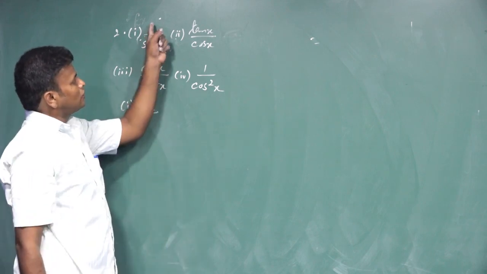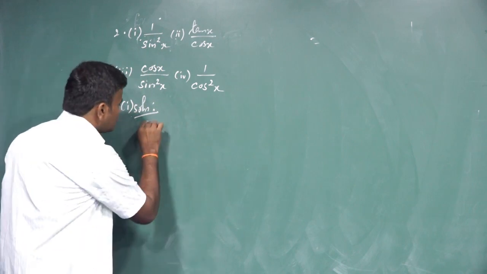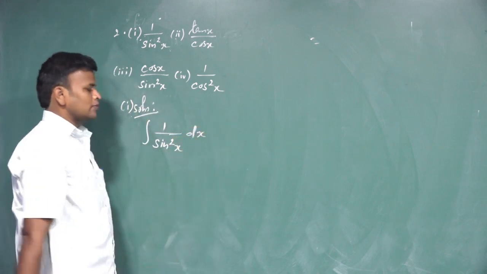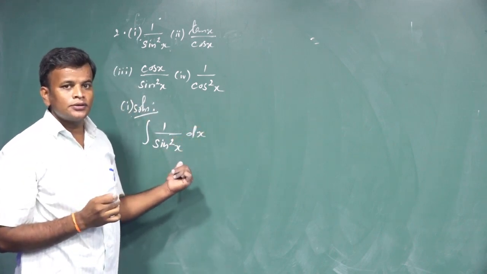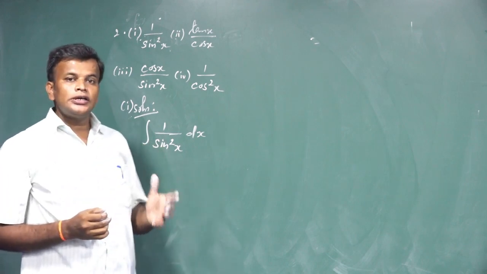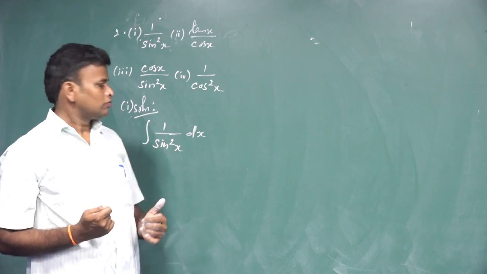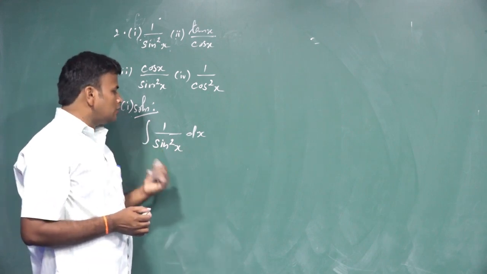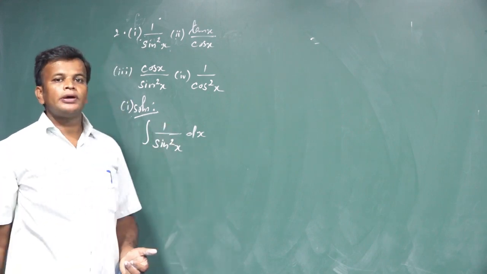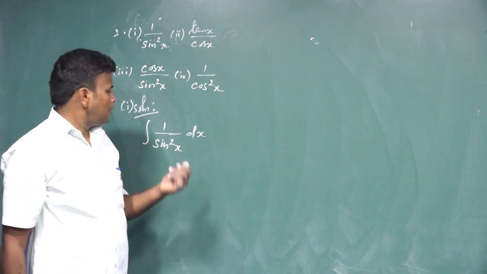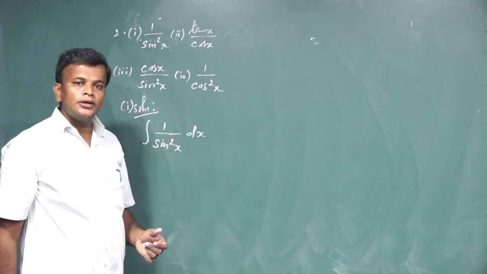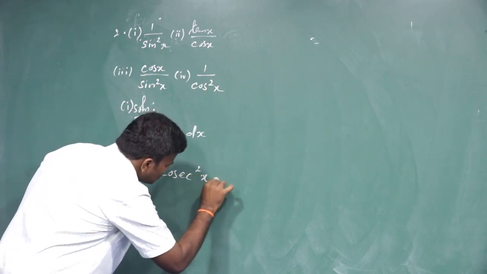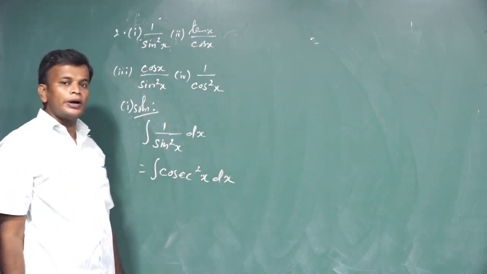In the first subdivision is given 1 by sine square x. So integrating of 1 by sine square x into dx. You see directly there is no formula. But using the trigonometry identities, we come to one formula shape. We don't write 1 by sine square x as a formula in integration. But you know very well in trigonometry, 1 by sine x is nothing but cosecant x. So 1 by sine square x is nothing but cosecant square x.